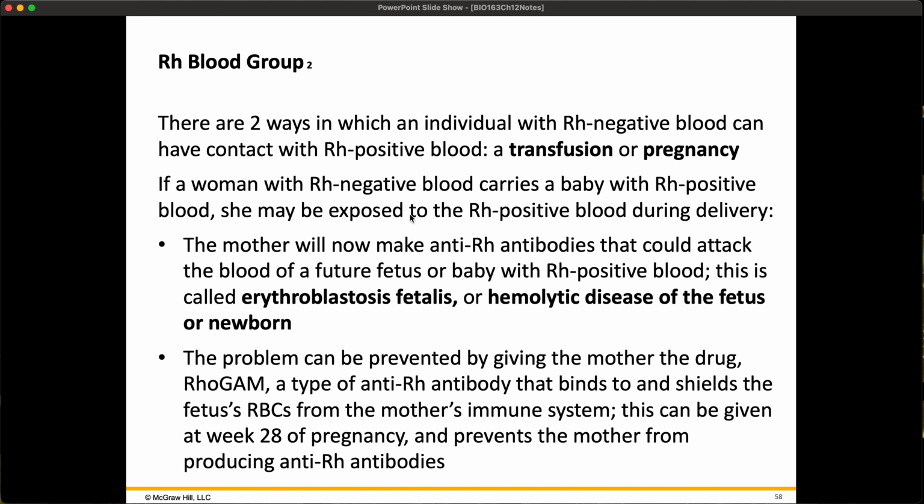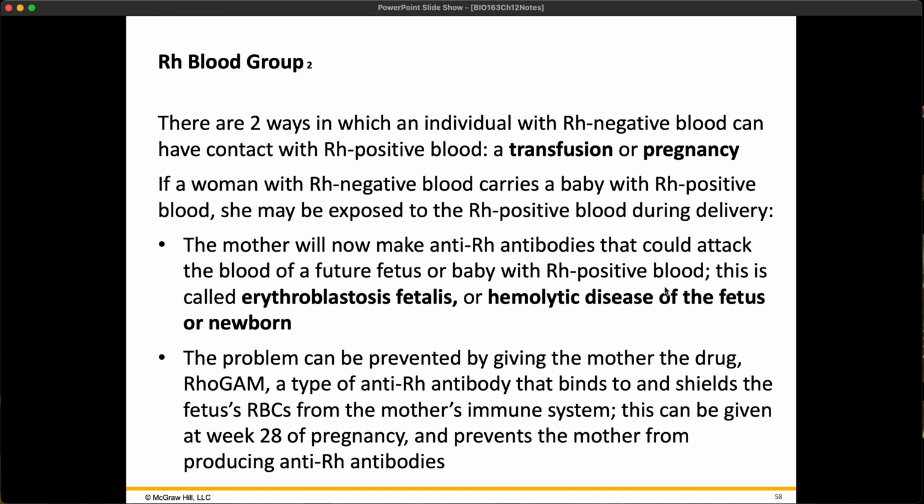And so she can be exposed during that delivery. She can be exposed to that Rh positive blood. There can be some mixing that happens there. And if it's a big enough exposure, that Rh positive blood will mix enough to stimulate the Rh negative mother to produce anti-Rh antibodies that could attack the blood of a future fetus that's also Rh positive.